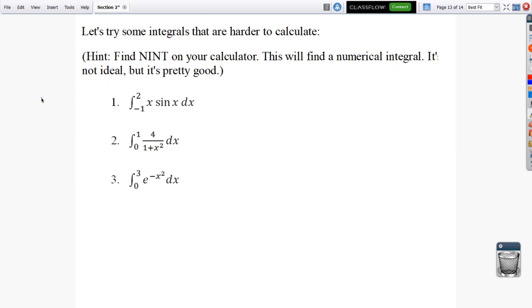Let's try some integrals that are harder to calculate. Man, I forgot that this section popped up. I didn't want to give you guys this yet. You guys don't want to know how to use your calculator to approximate a definite integral, do you? Okay, fine. I'll show you.